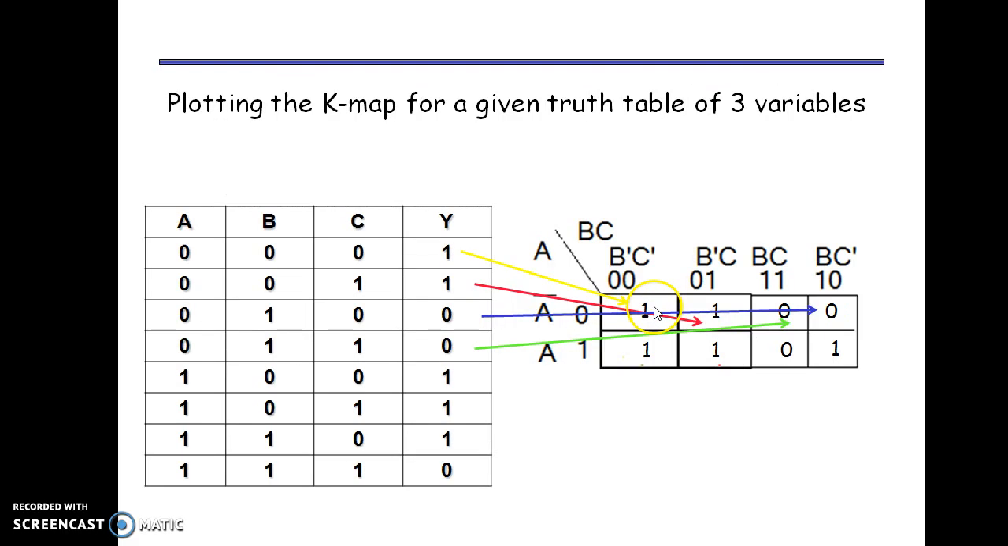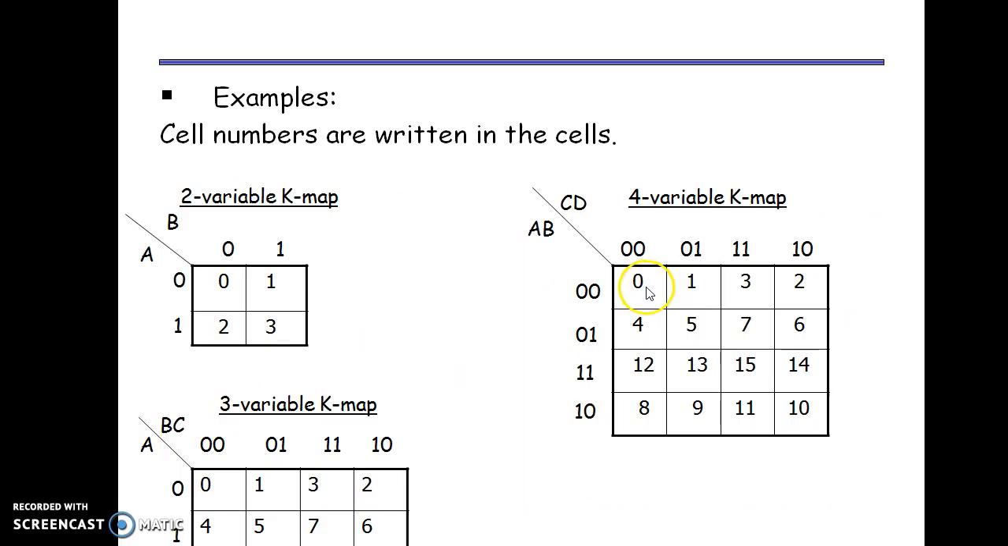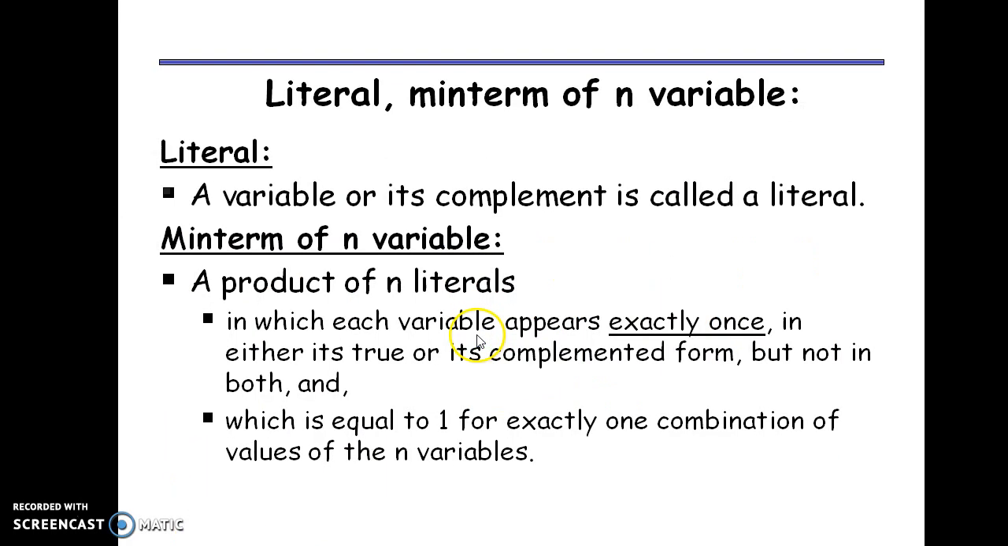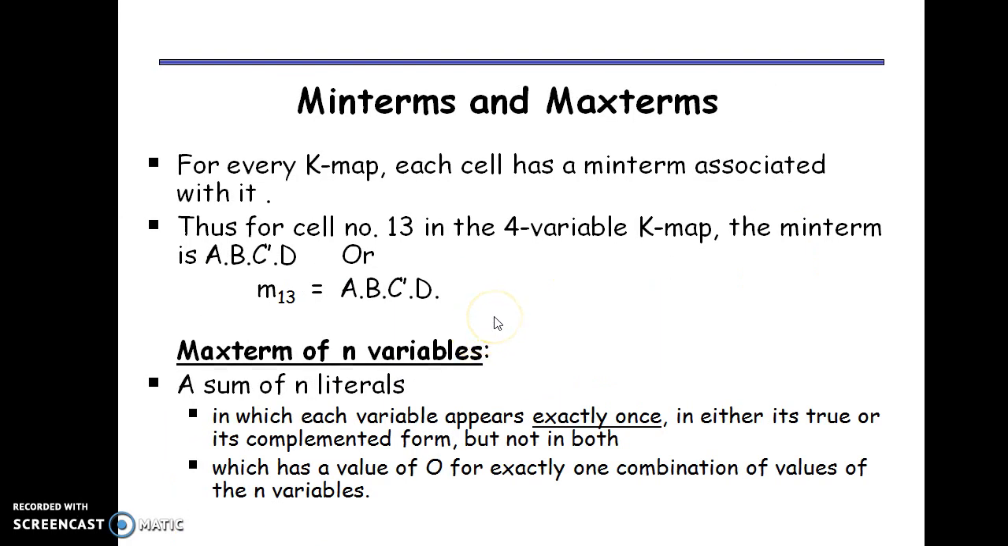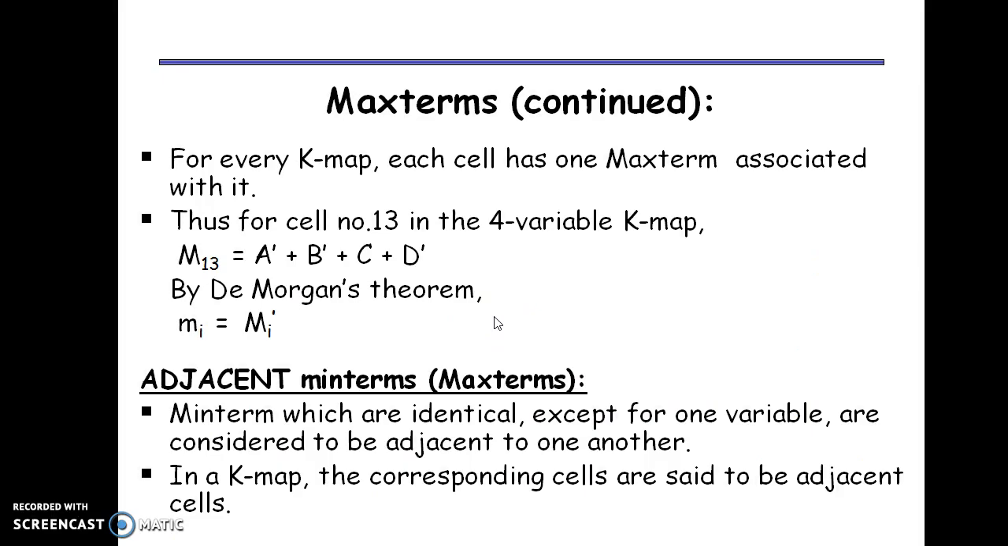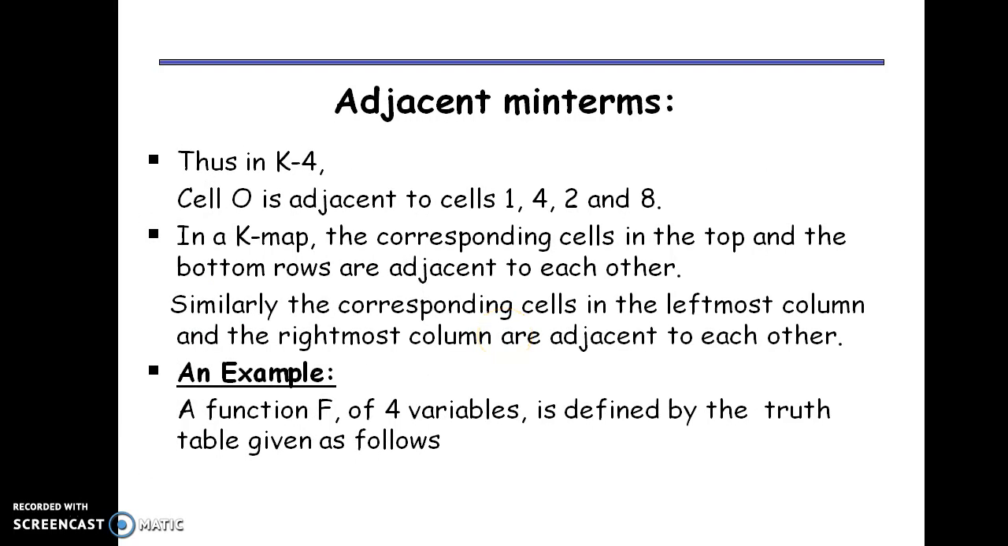In the 4 variable K-map, we can see all these are adjacent cells. The 0th, 2nd, 8th, and 10th are the adjacent cells. The 3rd and 7th are the adjacent cells. So we can say the adjacent cells in the K-map are those which are one after another. We have seen this adjacency in the K-map.